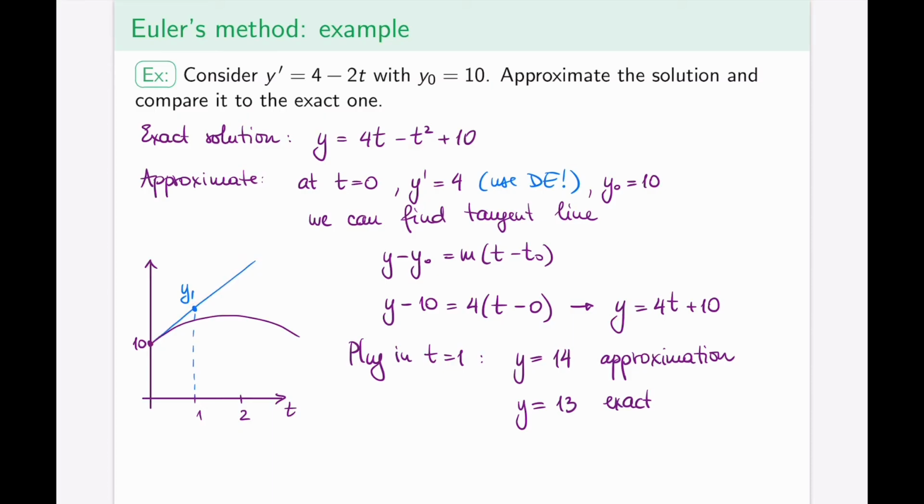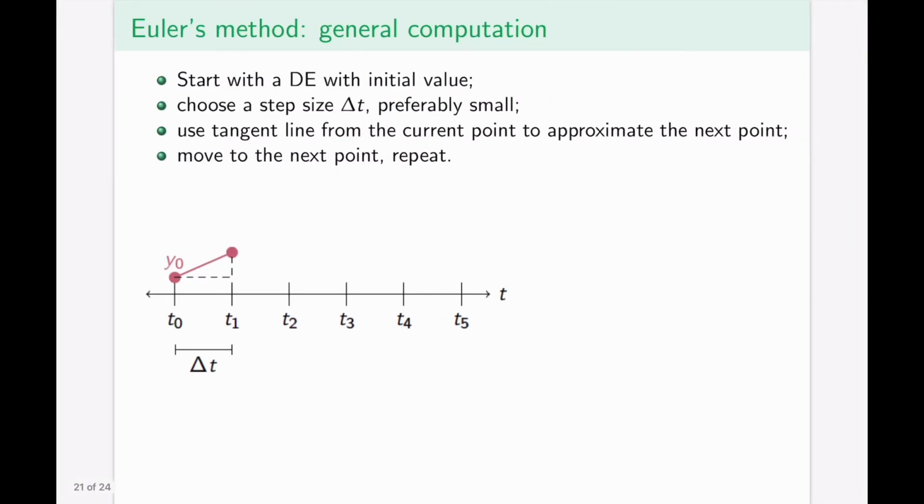Let's try to generalize this method and see how that will work out. What we always follow are these steps over and over again. We start with a differential equation with some initial value. It doesn't have to be at 0, but it usually is. We ourselves get to choose the step size that we will call delta t. It's preferably small, the smaller the better, because smaller step size will produce a better approximation.